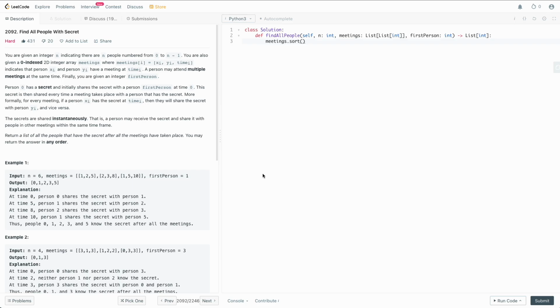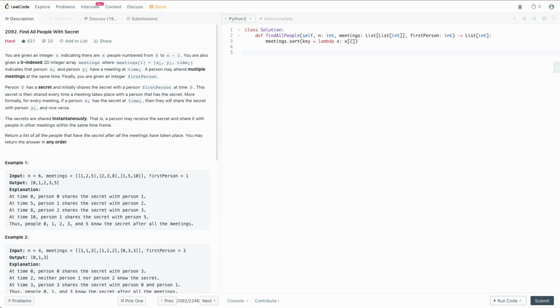And remember that meetings takes the form of person 1, person 2, and then the time they're meeting. So we need to sort on that second index in the actual list. So we're going to say key is going to be lambda x, where x is that meeting, and then we're going to sort on the index 2, which is our meeting time.